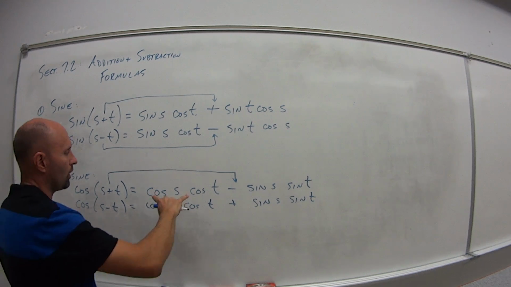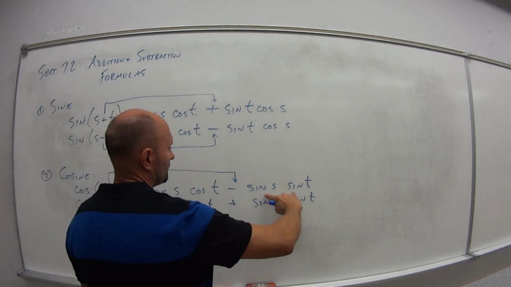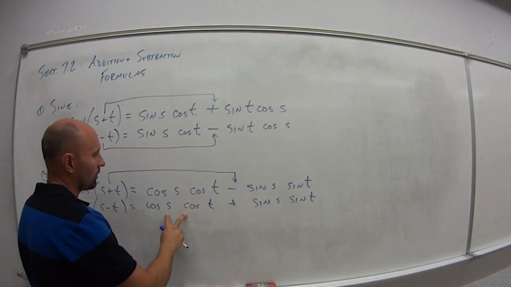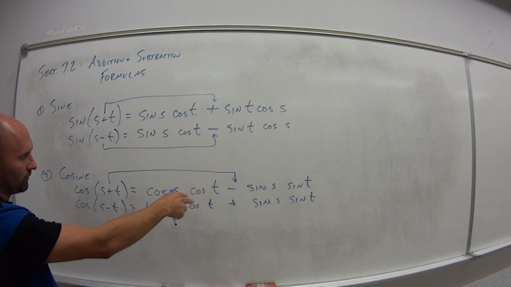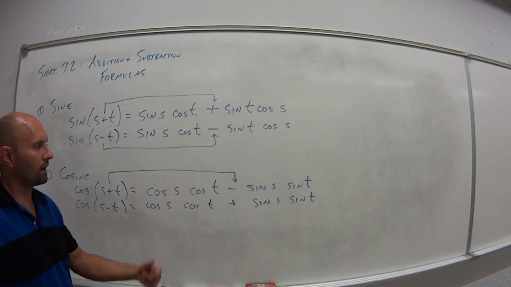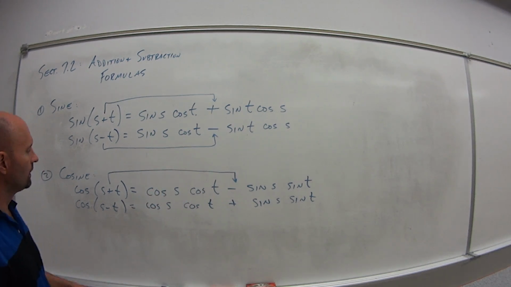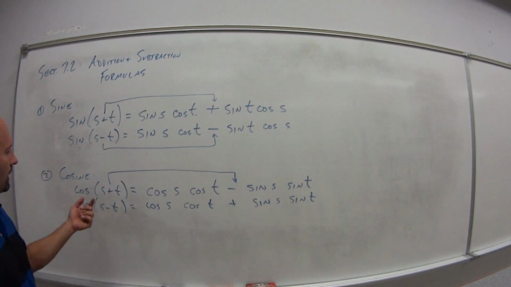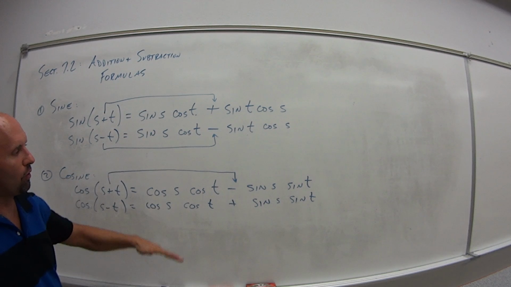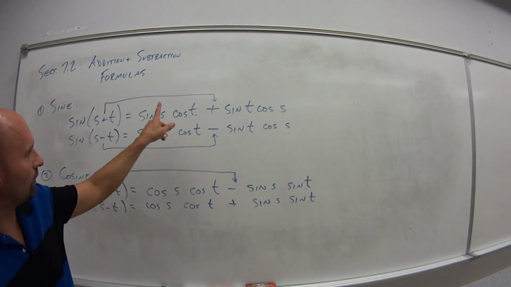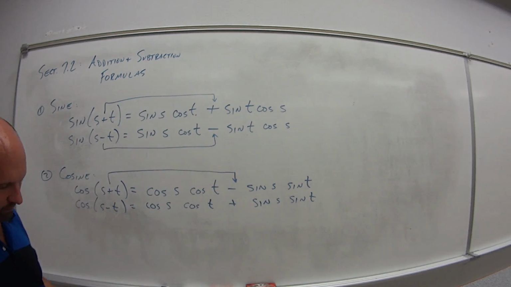And then it's always cosine, cosine, sine, sine. And then no matter which one you have, s or t first, you're multiplying together so you'll get the same value. So that's the way you can remember cosine. The biggest thing is the signs are opposite, and then it's just always cosines and just sines, whereas sine, it's both on both sides.